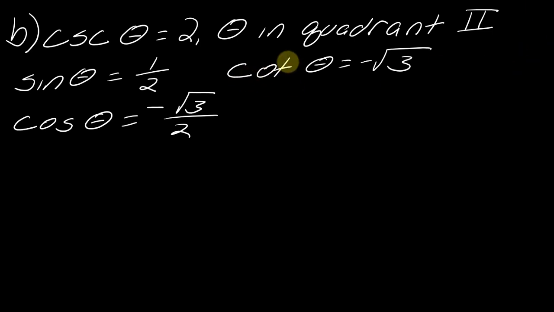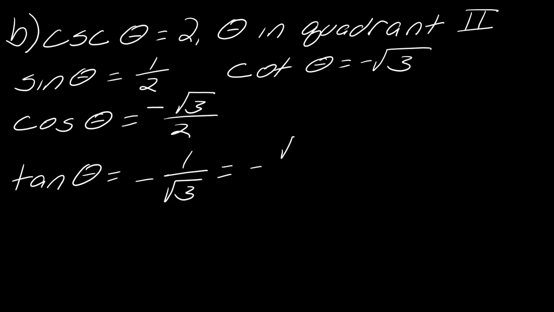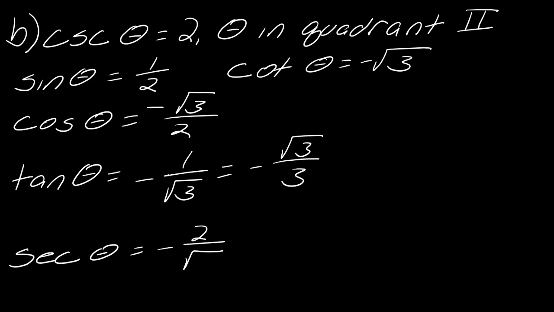So I've got to find tangent and secant. So for tangent, I can just take the reciprocal. Tangent of theta is going to be equal to negative 1 over the square root of 3, although now I have to rationalize. So this will be negative square root of 3 over 3. And then secant of theta, I can just write this as negative 2 over the square root of 3, and then I have to rationalize. So this becomes negative 2 square root of 3 over 3. And so now we are good.